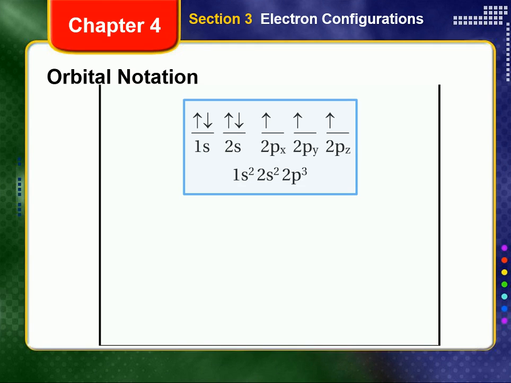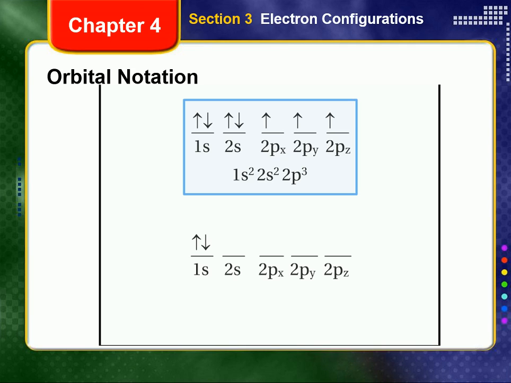Electron configuration can be indicated by orbital notation. In orbital notation, an unoccupied orbital is represented by a line. The lines are labeled with the principal quantum number and sublevel letter. An orbital containing one electron is represented by a line with one arrow pointing up. An orbital containing two electrons is represented by a line with two opposed arrows, showing the electrons paired and with opposite spin.